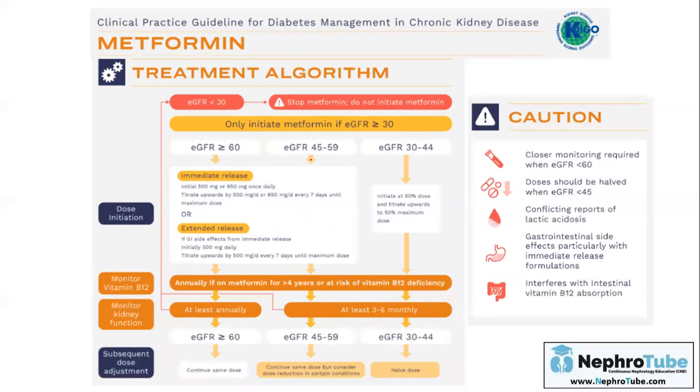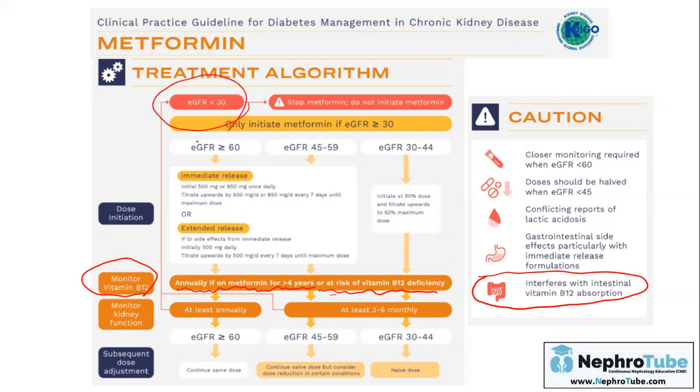One of the most important side effects of metformin that is always missed is that metformin interferes with vitamin B12 absorption. So it is important to monitor vitamin B12 regularly if metformin is given for more than 4 years. If the patient is on metformin for more than 4 years, you have to monitor the level of vitamin B12 annually, or if the patient is at risk of vitamin B12 deficiency. Once the GFR is below 30, you have to stop metformin totally. So below 30, we don't continue metformin and we don't initiate metformin.